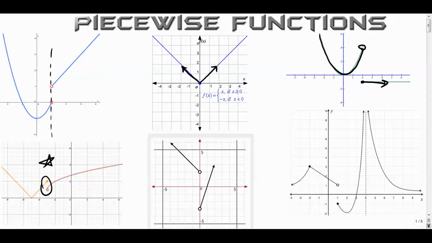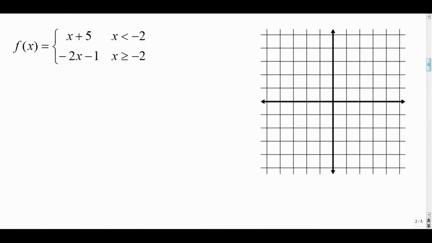Here we have, looks like 1, 2, 3, 4 pieces on this piecewise function. This one's pretty tricky. So we are going to study these, learn how to graph them, and talk about their domains and ranges and things. So here we go. First one.